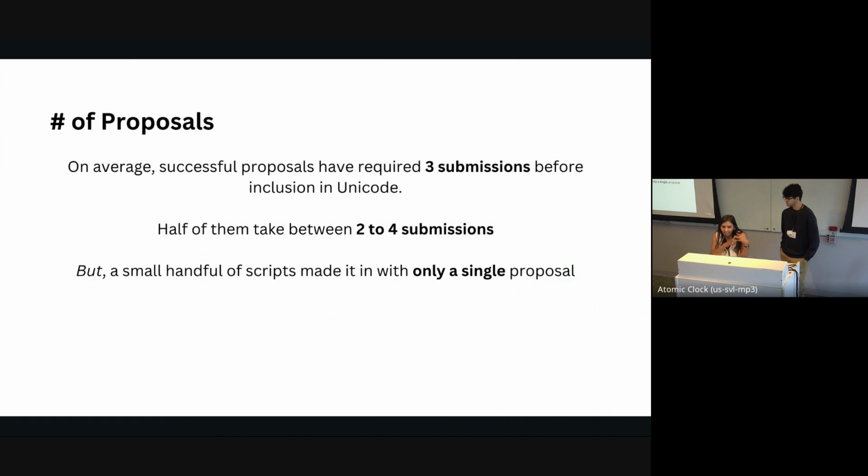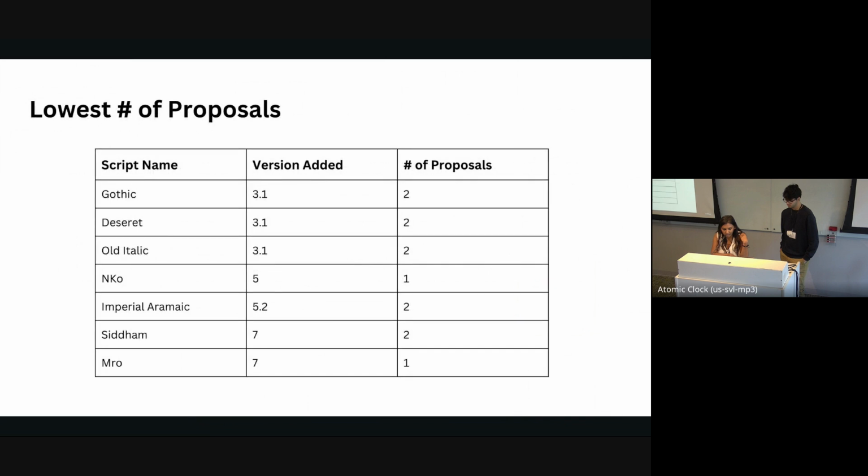On the kind of lucky side, there are some exceptional examples where the script only took 1 proposal. These tended to be early on in Unicode's history, as you might suspect. Here is a list of some of them that took only 1 or 2 proposals. And you can see mostly they're from 3.1, 5, 5.2. These are also some of the first projects that SEI worked on.